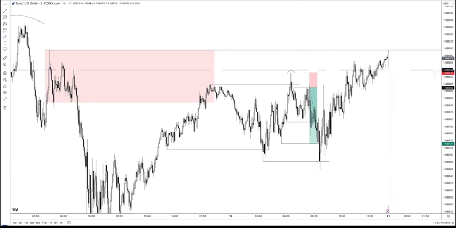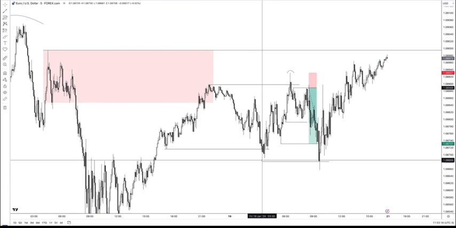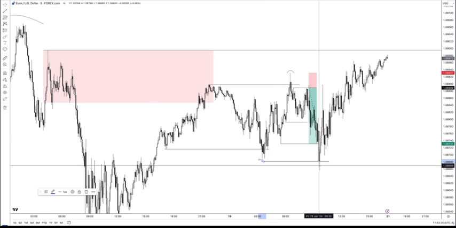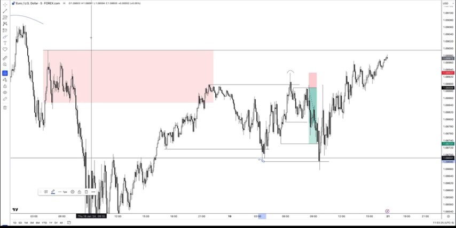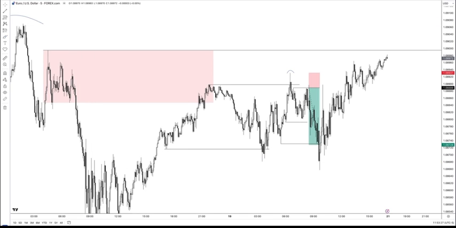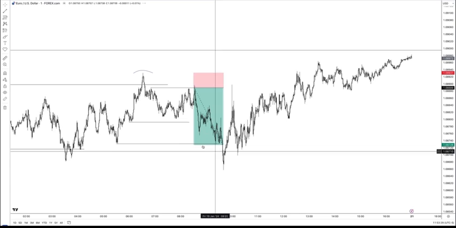Okay, so how did I get involved in this? I simply waited for this low to get taken, which happened right at stock open. Well, 10 minutes after stock open. Perfect. Let's go to the 1 minute.